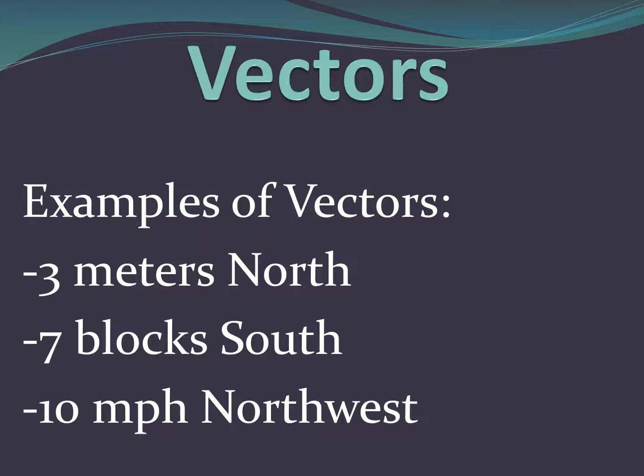So some examples of vectors. So we have magnitudes here. The magnitudes are 3, 7, and 10. That tells me how much or how large. North, south, and northwest are my direction. So I have a magnitude and direction, so that means I have vectors here. 3 meters north, 7 blocks south, 10 miles per hour northwest.